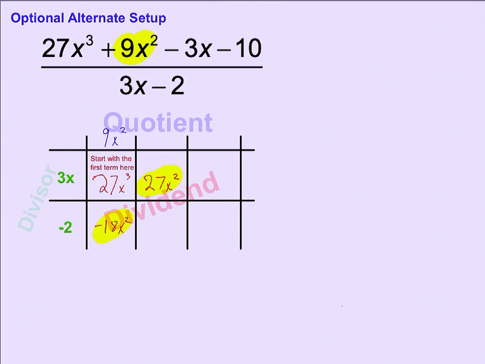So even though we're breaking it up into two pieces, we're still writing the dividend, the 27x cubed plus 9x squared minus 3x minus 10. We're writing that in all these spaces. We're just chopping them up into pieces to do it. And then we're going to start again. We're going to divide again. 27x squared divided by 3x is 9x. And 9x times negative 2 is negative 18x.